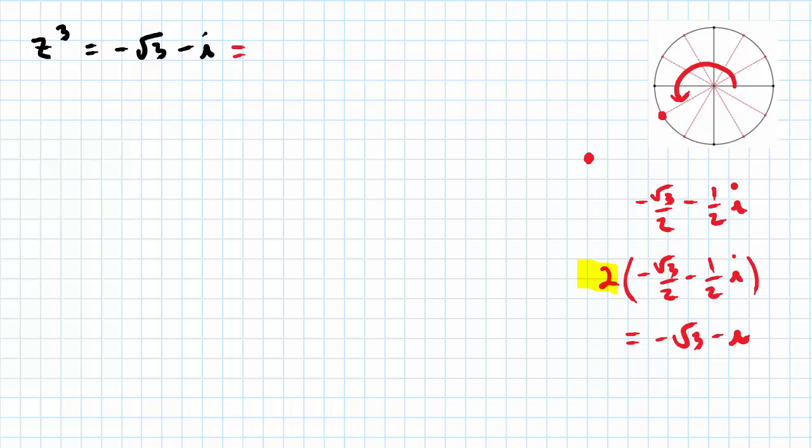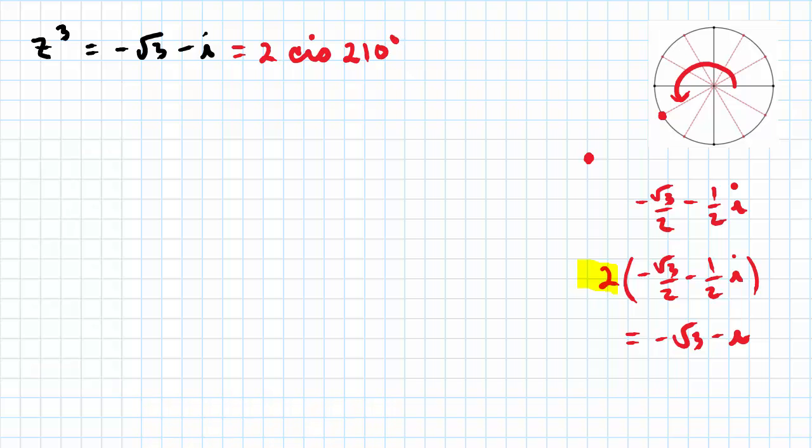Quite frequently with these roots of a complex number, we like to stick with degrees because we have to do some division, and quite frequently we get special angles that are a little easier to recognize in degrees. I'm going to write this as 2 cis. Cis is cosine plus i sine of theta, and the angle is 210 degrees.